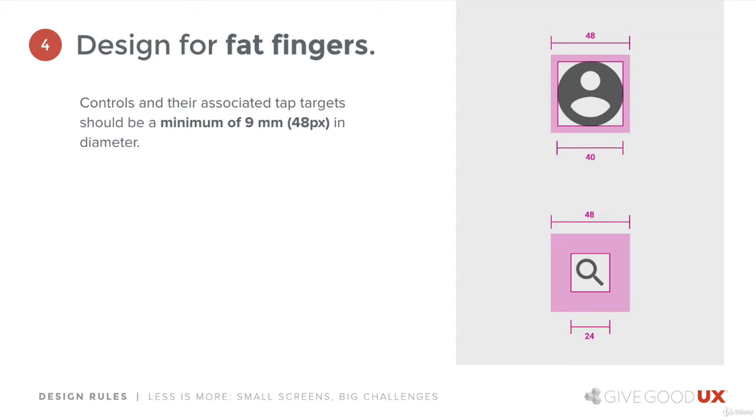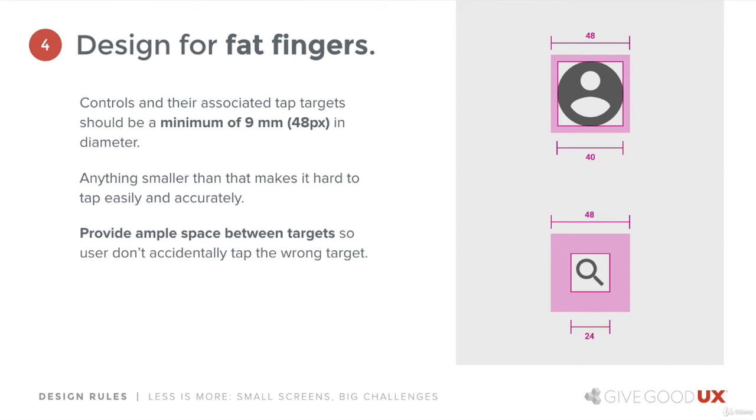And here's what happens with people. If they tap on it once and it doesn't do anything because they missed the target, their immediate assumption is not, I missed the target. Their immediate assumption is, this damn thing doesn't work. Anything smaller than 48 pixels makes it very hard to tap easily and accurately. So you need to provide ample space between targets so that users don't accidentally tap the wrong target.